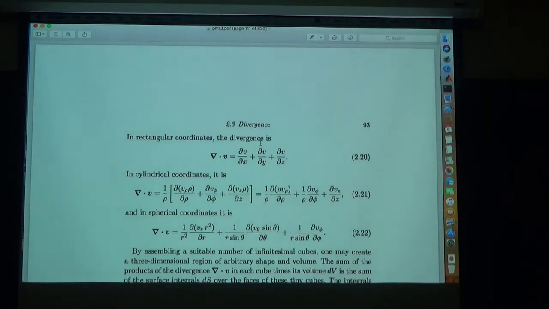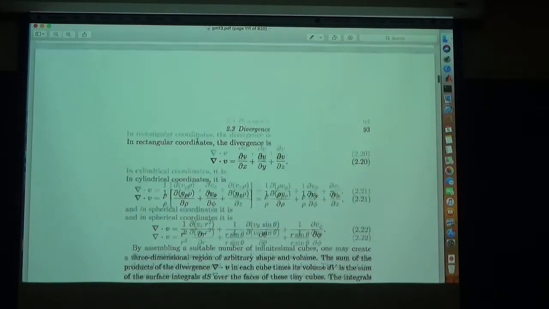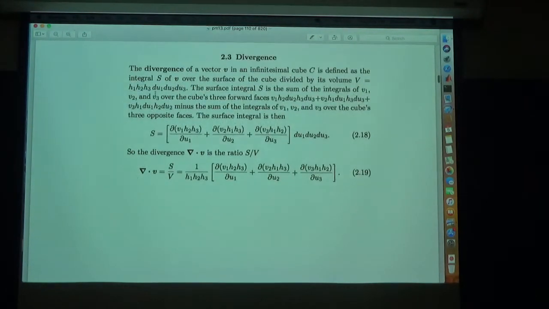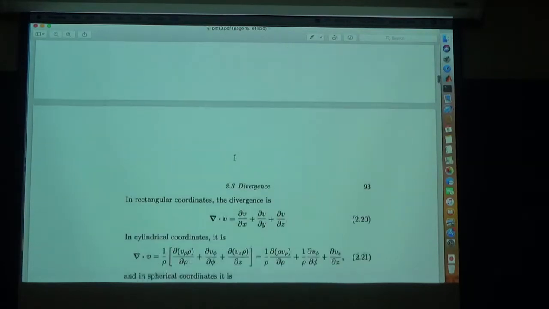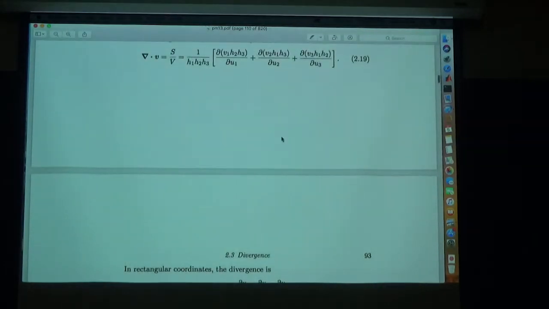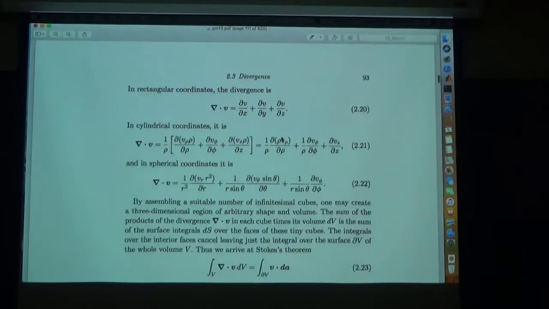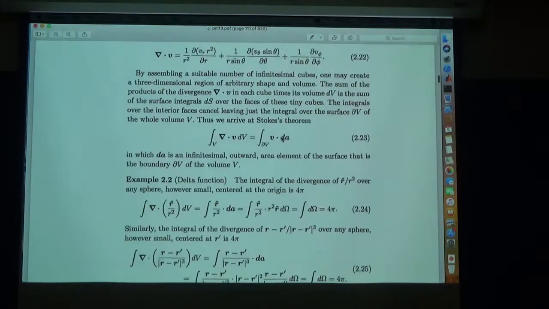All right, so the cylindrical coordinates are written this way, spherical coordinates that way, and all three are applications of this formula 219. All right, now here's something I want to emphasize.